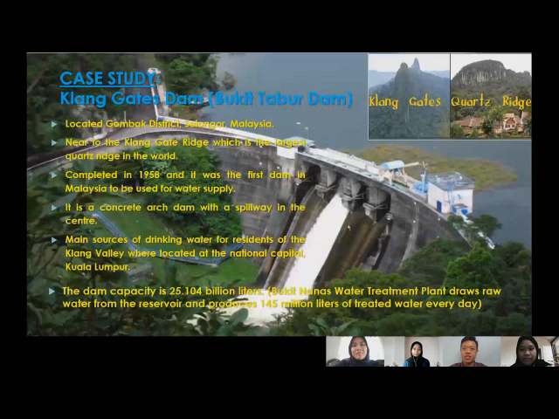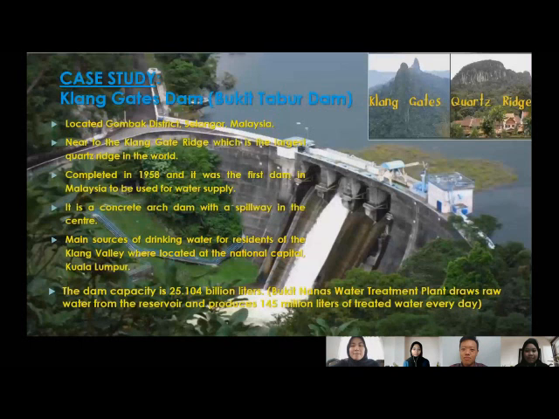As you can see in the picture, we have chosen the Klongan Dam as our case study. The Klongan Dam is also called Bukit Tabur Dam, and it is located at Gombak District, Selangor, Malaysia, near the Klongan Ridge, which is the largest quartz ridge in the world. It was completed in 1958 and was the first dam in Malaysia to be used for water supply. It is a concrete arch dam with a spillway in the center.